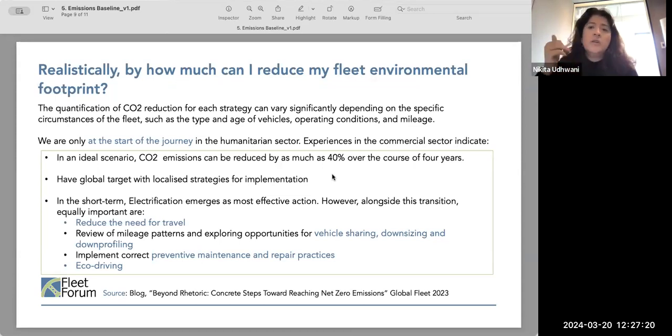And these are the ones you're seeing on my screen, right? Reducing the need for travel, looking at vehicle sharing, reviewing our mileage patterns to downsize or down-profile the fleet, reduce the number of vehicles, use smaller vehicles, implement correct preventative maintenance and repair practices, eco-driving. So there are a number of different things that we should be looking at. That's what I would like you to take into consideration.